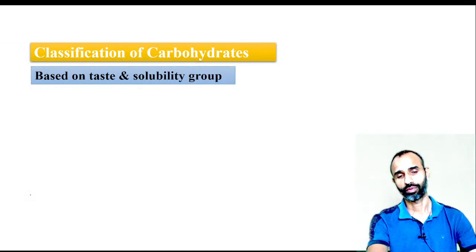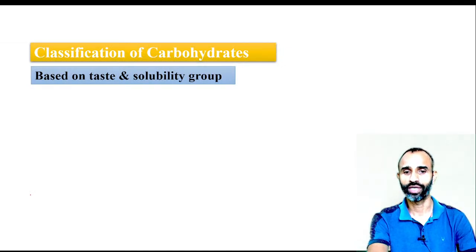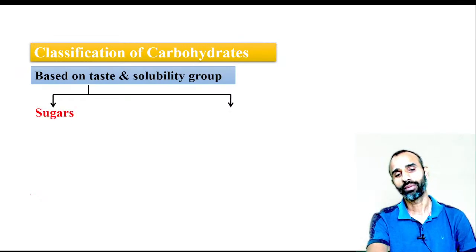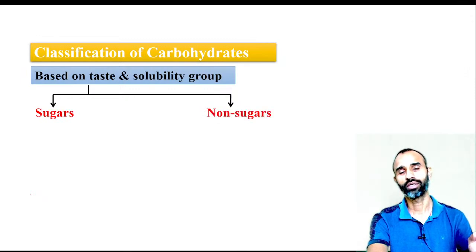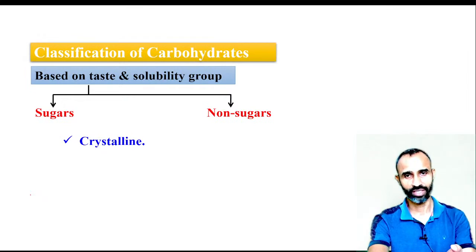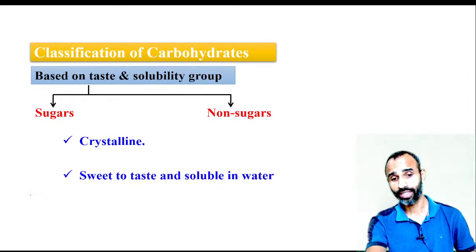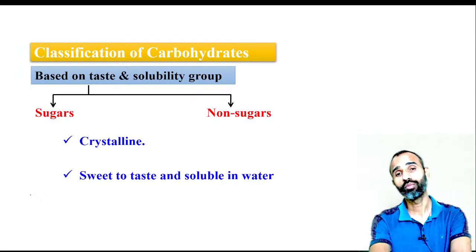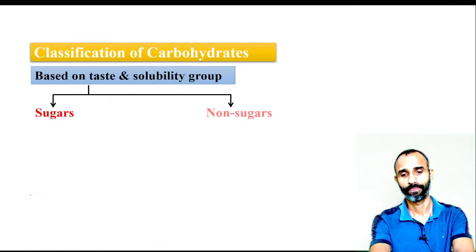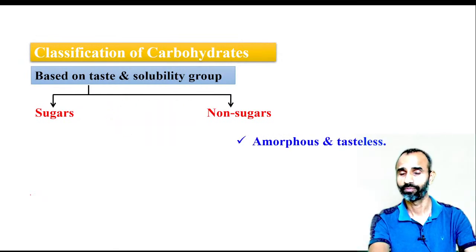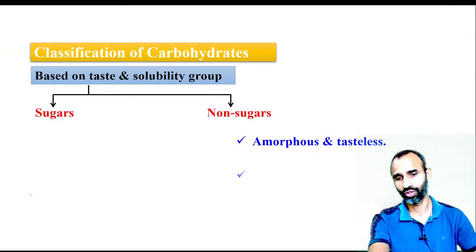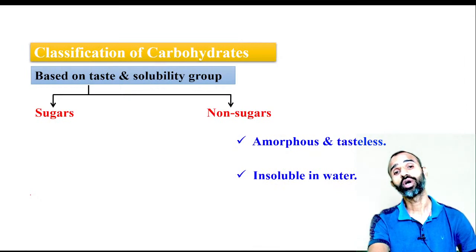So let us classify on the basis of taste and solubility. On the basis of taste, they are either sugars or non-sugars. First, sugars. Sugars, first of all, are crystalline, just like sucrose. They are sweet in taste and soluble in water. Now, non-sugars. Non-sugars are generally amorphous and tasteless, like starch and cellulose, and they are insoluble in water.